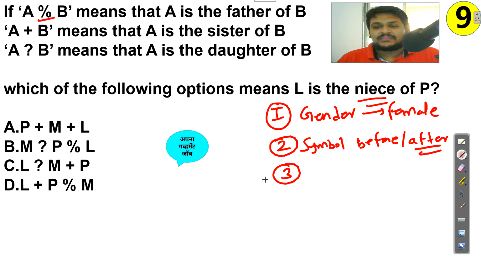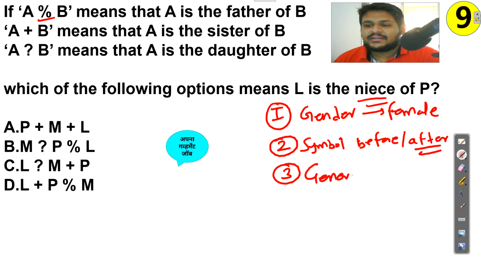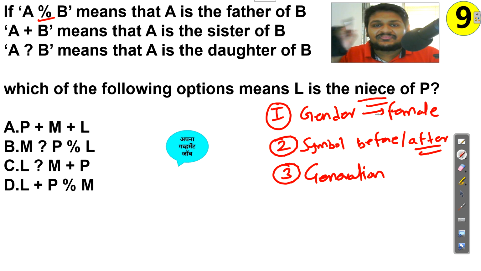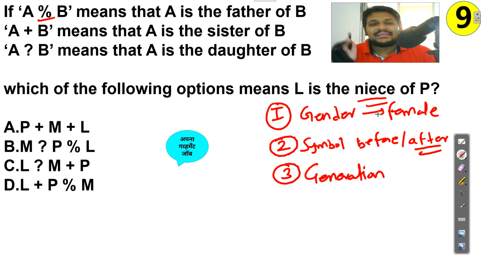And the third one is your generation. Niece, you know, is the lower level. Already in the theory class I told you the generation levels 1, 2, 3 like that. So for niece it is level 0. We write G0, G1, G2 like that. So generation, these three things are required now. Now see how to eliminate the options.